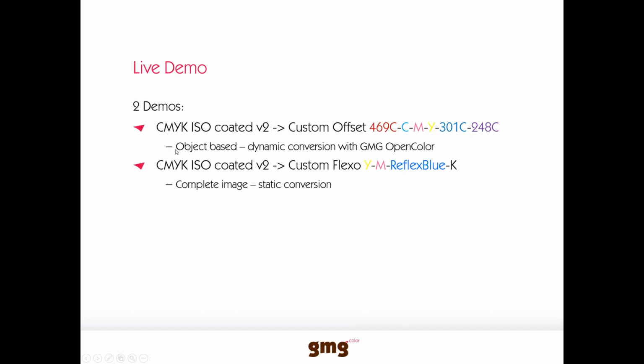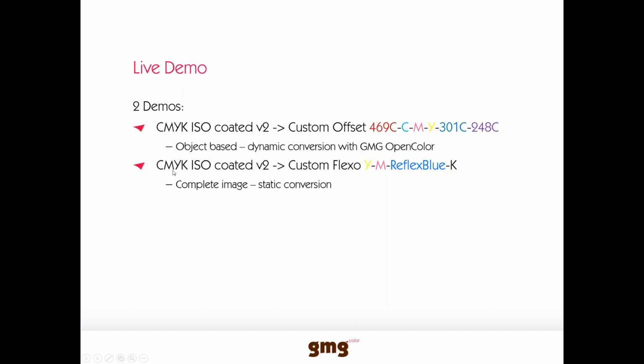And this we will do very object-based. So we can work in Photoshop as usual, as you as an operator are used to. You have your masks and your layers, and you can work on that and do the conversion directly on each object as you want. And of course, the conversion will be done dynamically with OpenColor.